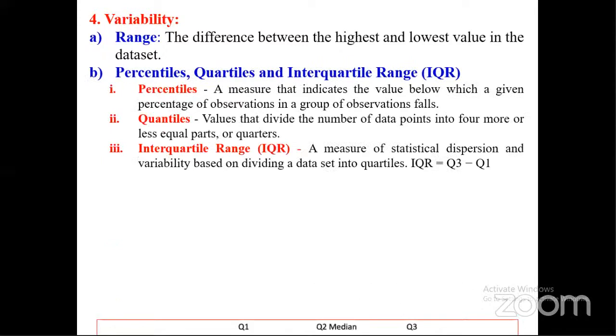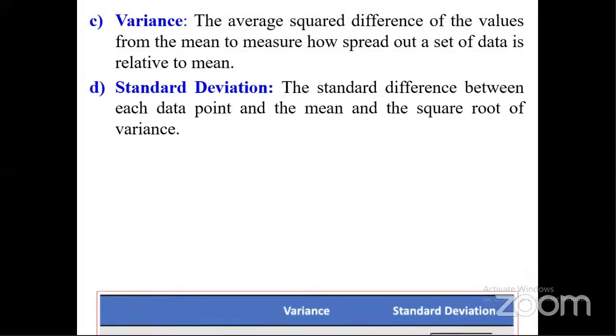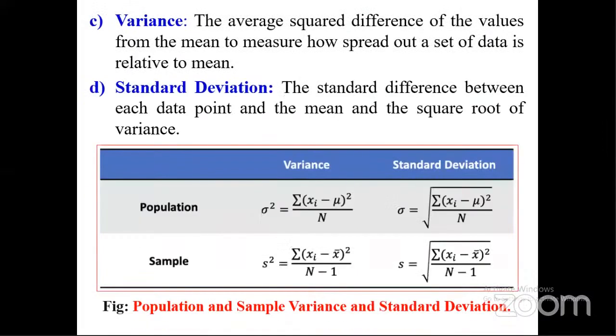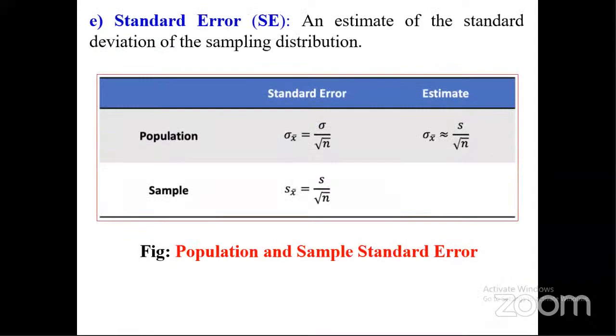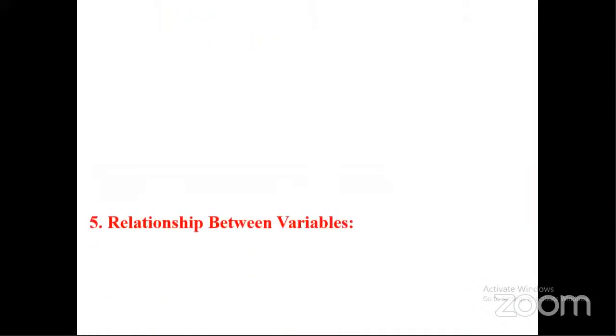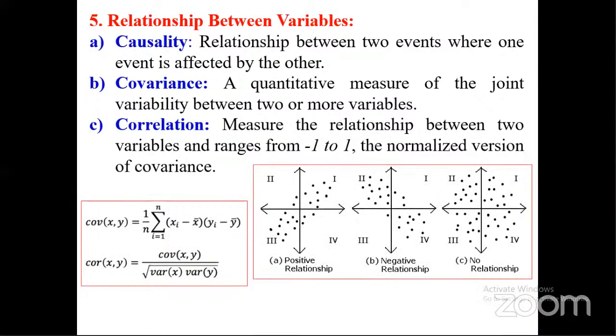In variability we are using range, percentile, quartile, that is called IQR. Again, we are calculating percentiles, quartiles, interquartile range, etc. Then variance, standard deviation. These are the popular formulas, especially used in population and sample. For standard error, we are using the population method and sample method, an estimate of the standard deviation of the sampling distribution. Relationship between variables like causality, covariance, correlation. So that is called a relationship between variables.